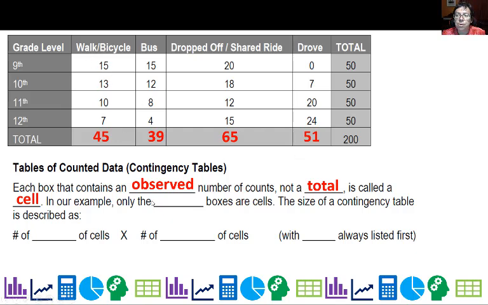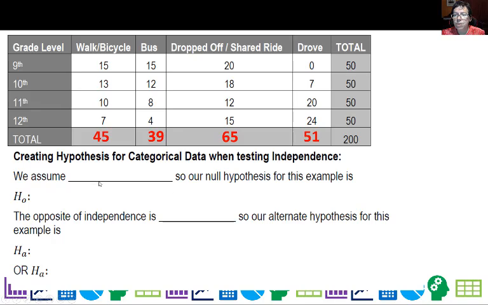In our example, only the white boxes are the cells. The size of a table is described as the number of rows of cells, in this case 4, times the number of columns of cells, also 4 in this situation, with rows always listed first. All right. We assume independence.